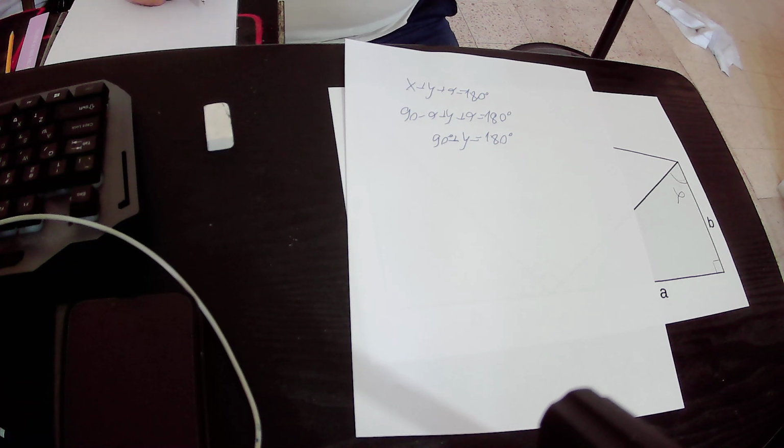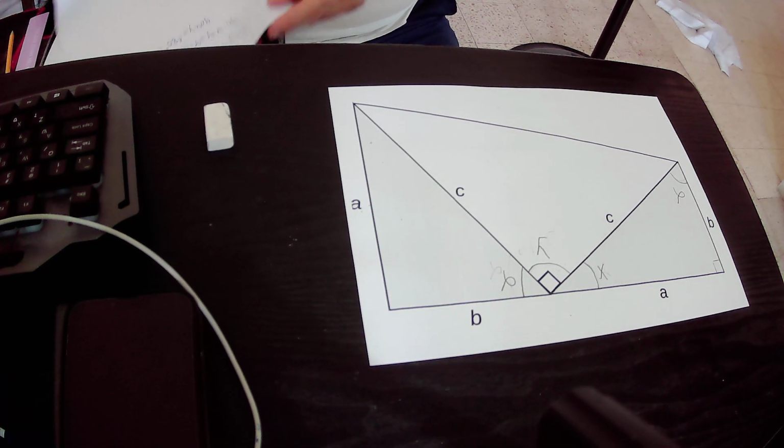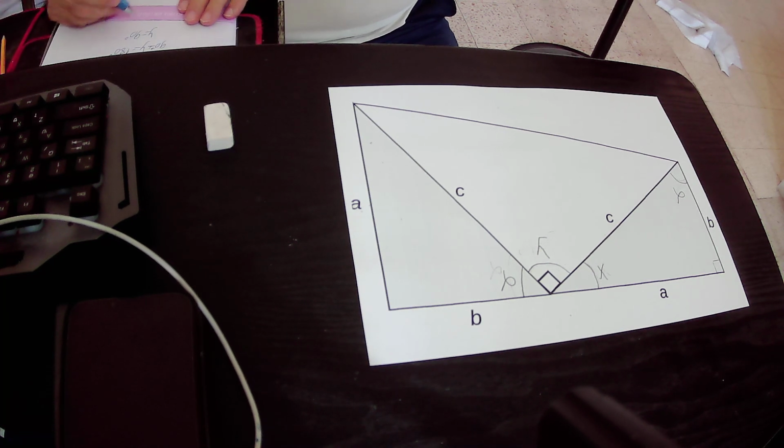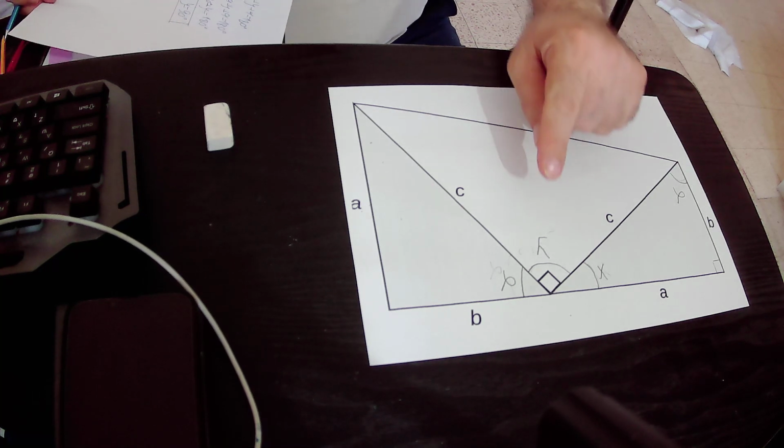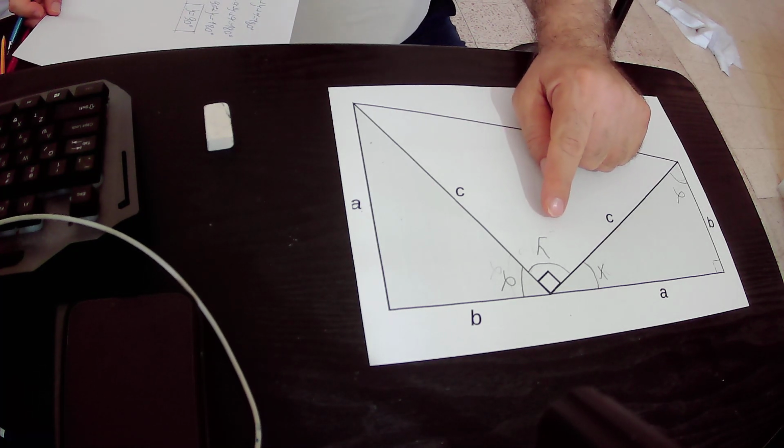Now we will subtract 90 degrees from both sides of the equation, and we will get that y equals 90 degrees. So we know that this angle is 90 degrees.